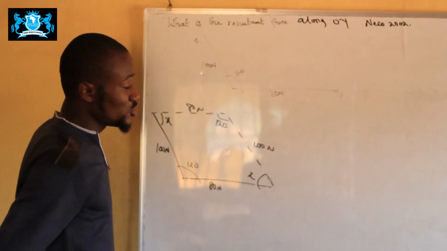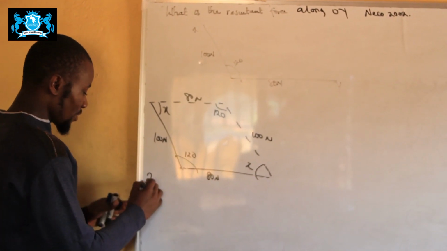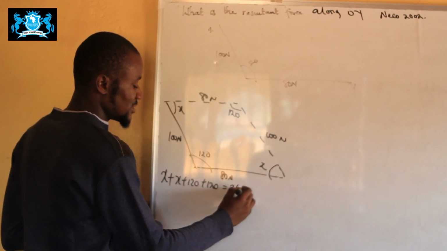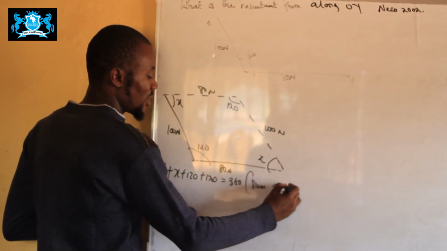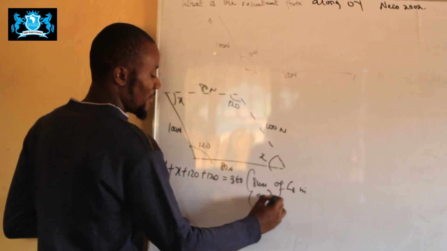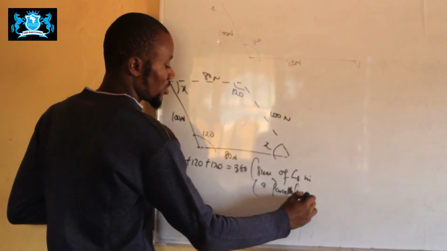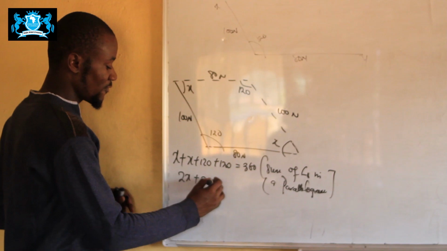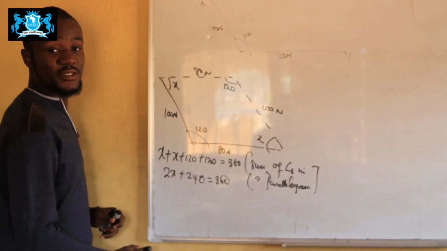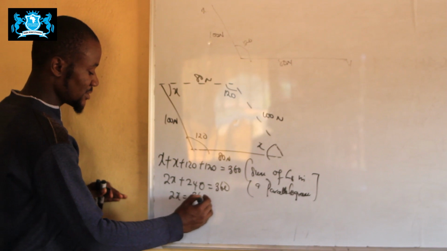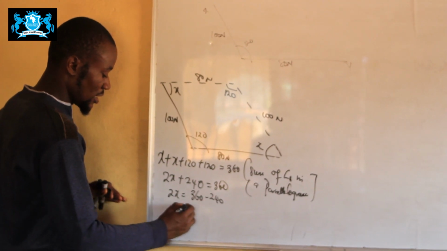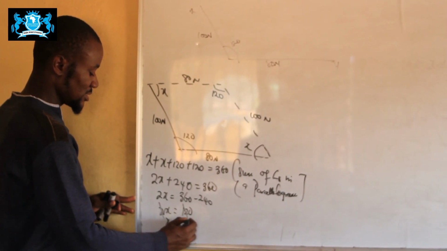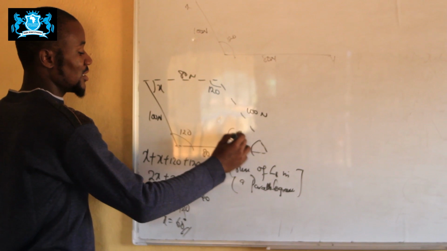So for you to get the value of x, you have x plus x plus 120 plus 120 equals 360, the sum of angles in a parallelogram. So now we have 2x plus 240 equals 360. I have 2x equals 360 minus 240, and 2x equals what? 120. Divide both sides by 2, x equals 60 degrees. So here is 60, and here is 60.